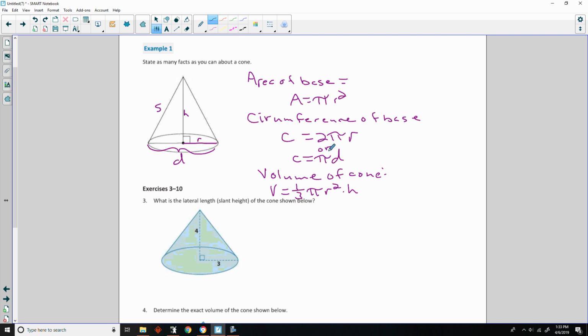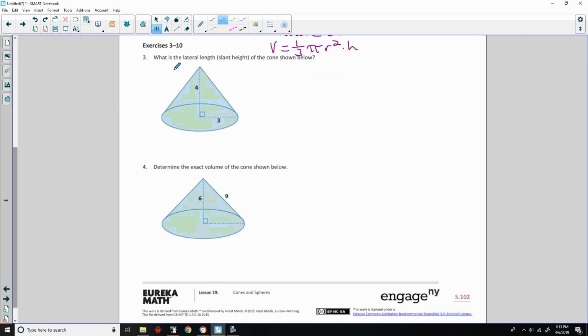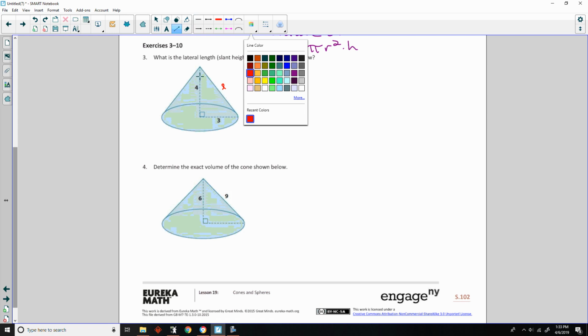Okay, exercise 3 through 10. What is the lateral length, slant height in other words, of the cone shown below? So the lateral height is usually depicted by L, and the lateral side would be this right here.